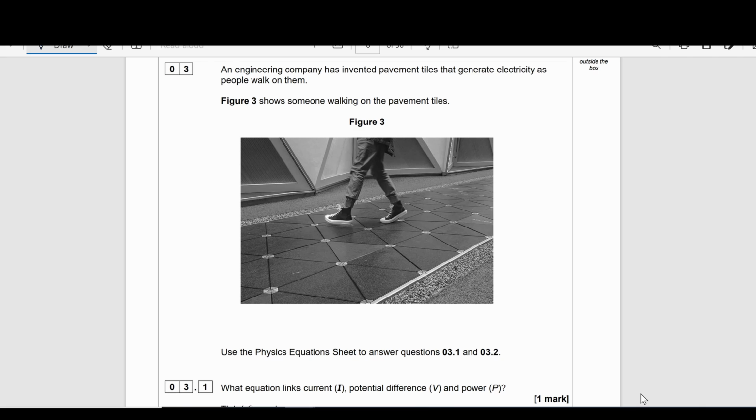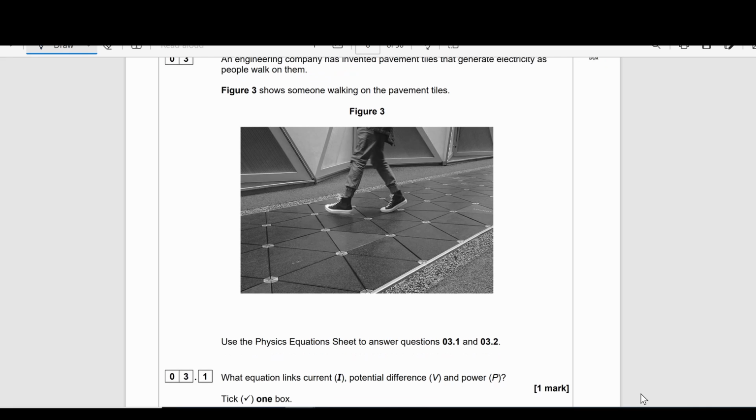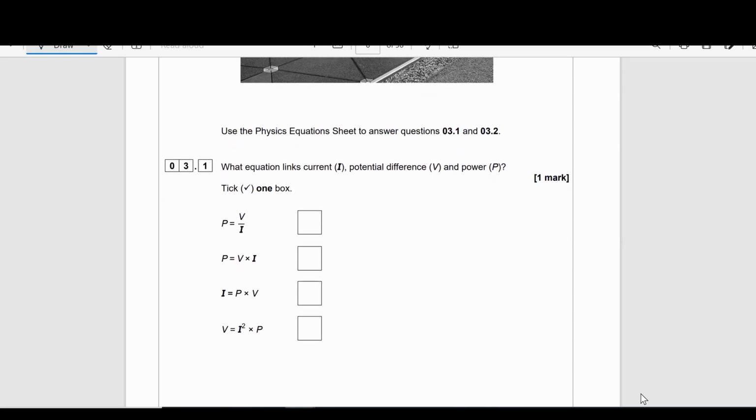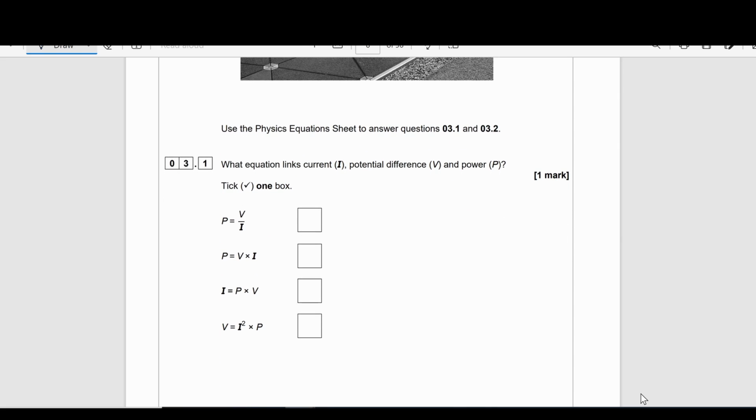Question 3. An engineering company has invented pavement tiles that generate electricity as people walk on them. Figure 3 shows someone walking on the pavement tiles. Use the physics equation sheet to answer questions 3.1 and 3.2. What equation links current, potential difference, and power? So that's going to be our second one if we use our sheet properly, but a reminder that this is an equation that you will need to recall in future exams.